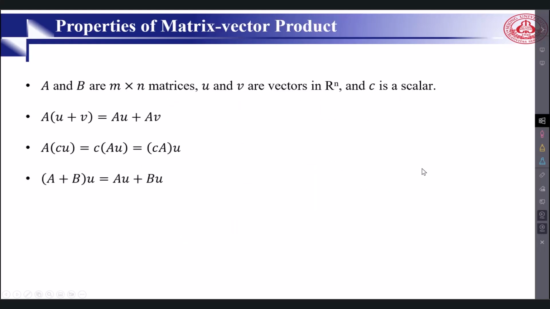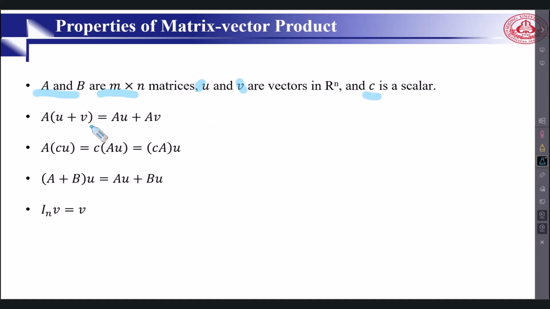So here are the properties of matrix vector multiplication. Suppose we have two matrices A and B, and the size is m by n, and we have u and v as vectors in Rn, right? And we have a scalar c. Then we have some properties of matrices and vectors.